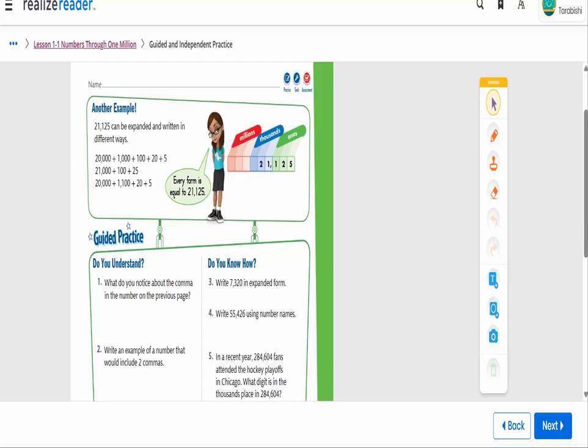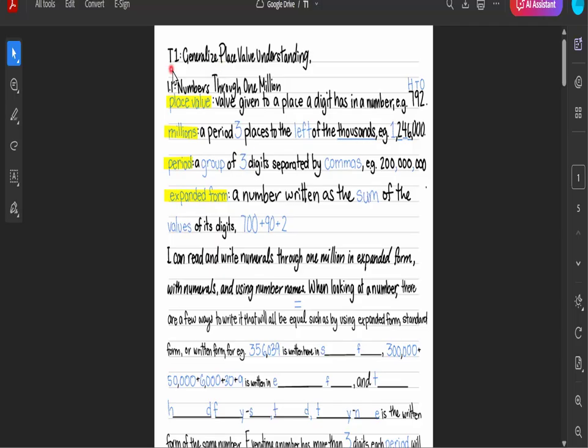So let's go ahead and go over our math notes to help go over this topic. Here we have our math notes for topic 1, generalized place value understanding, 1.1 numbers through 1 million. Place value is the value given to the place a digit has in a number. For example, here we have 792. The 7 is in the hundreds place, the 9 is in the tens place, and the 2 is in the ones place.